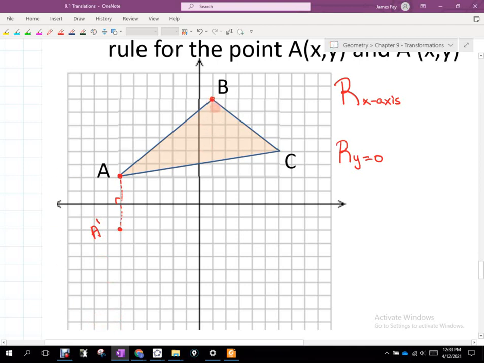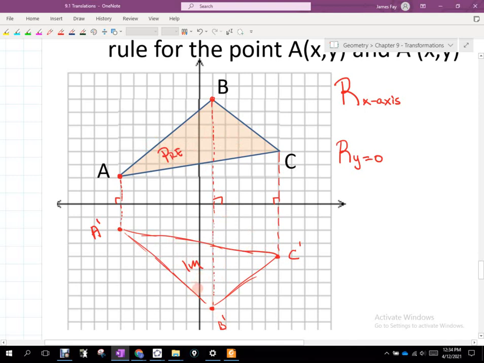B, right there, that distance, which is a distance of 8, needs to also be 8 here. So 1, 2, 3, 4, 5, 6, 7, 8. And that would be B prime. And now C goes 1, 2, 3, 4. So there's 1, 2, 3, 4 as well. And there would be C prime. And now if I connect those, this would be your pre-image, and this would be your image. Is that okay with everybody?